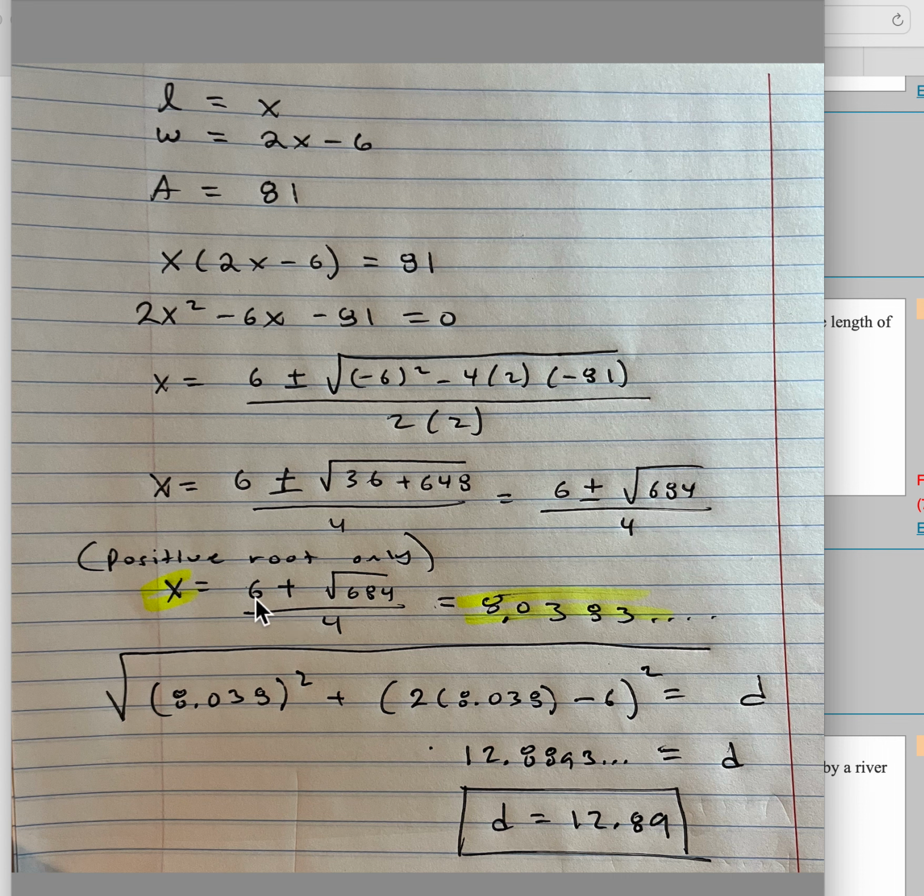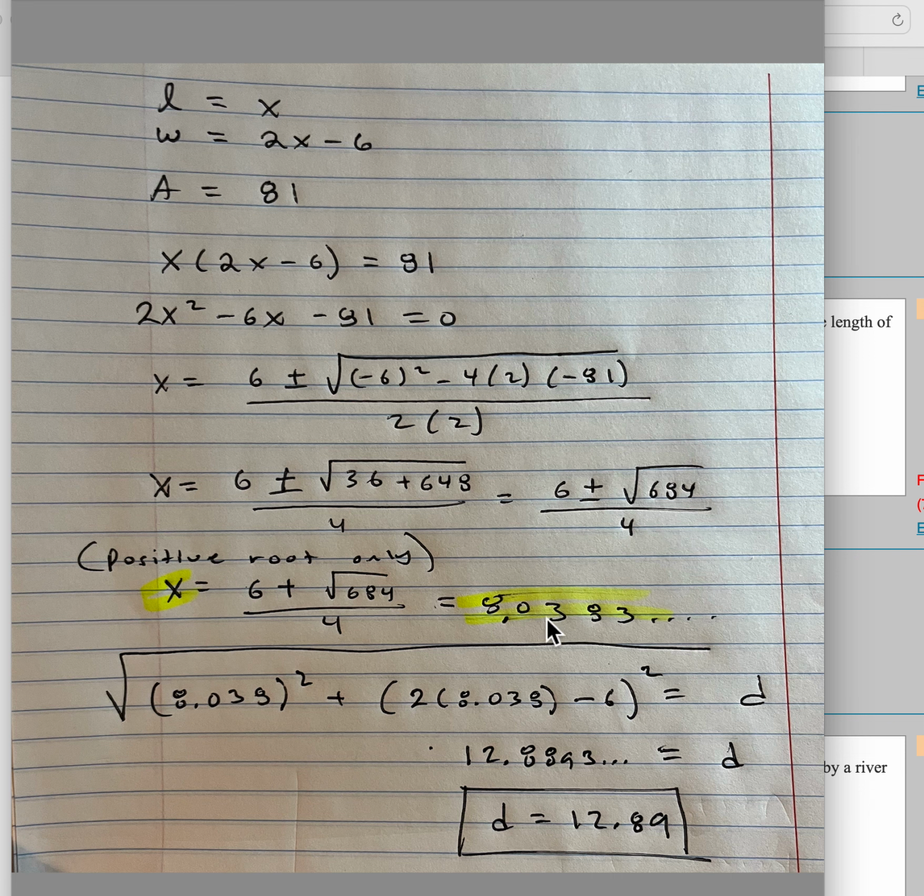be in parentheses. So I would suggest if you didn't get that number, and that was my first spot where I thought you might have had trouble, try going 6 plus square root 684 and then enter, and then go divide by 4, enter. And that will get you this because then your order of operations will be right.